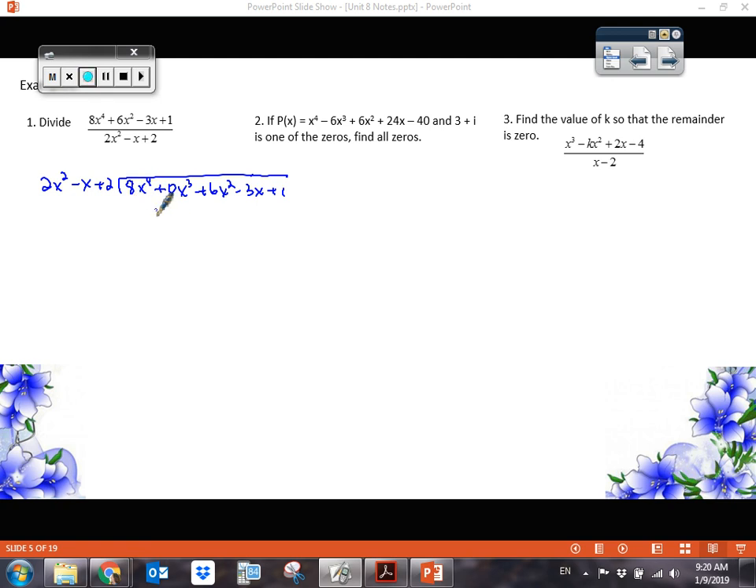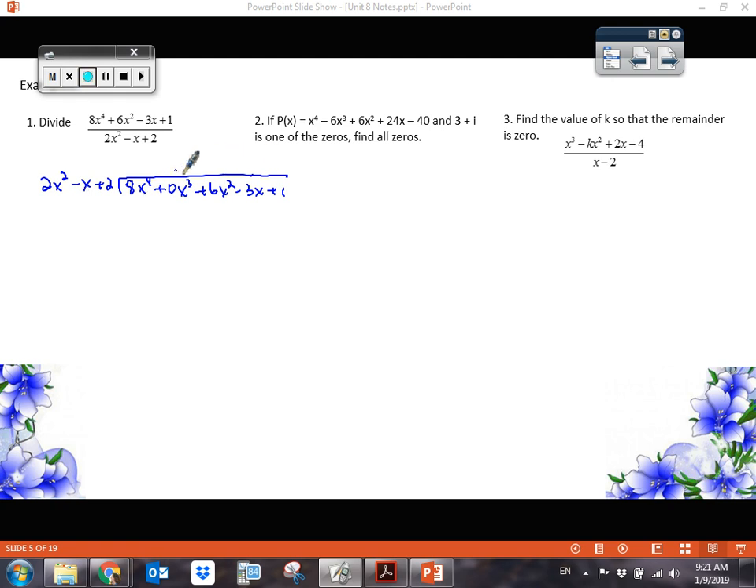Now, I really like multiplying better. So the thinking process that goes through my head is, okay, what would I have to multiply 2x squared by to get 8x to the fourth? Well, if I have a 2 and I need an 8, I need a 4, right? I need to multiply by 4.